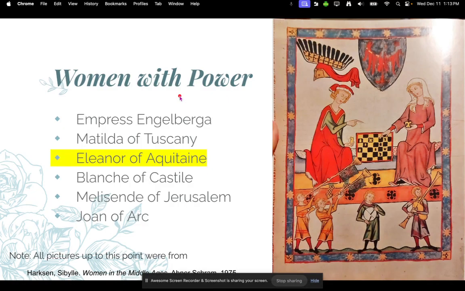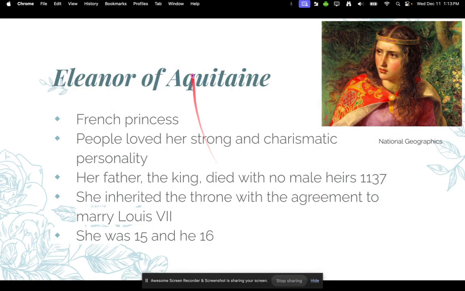Okay, now there are quite a few examples of women with power in the Middle Ages. For example, Empress Engelberga, Matilda of Tuscany, Eleanor of Aquitaine, Blanche of Castile, Melisende of Jerusalem, and Joan of Arc. Today, we're just going to highlight one, which is Eleanor of Aquitaine.